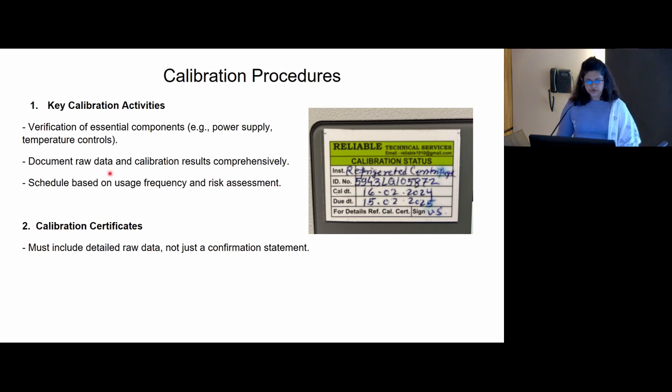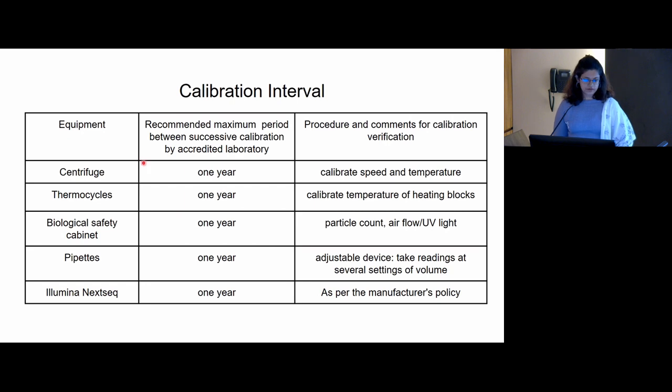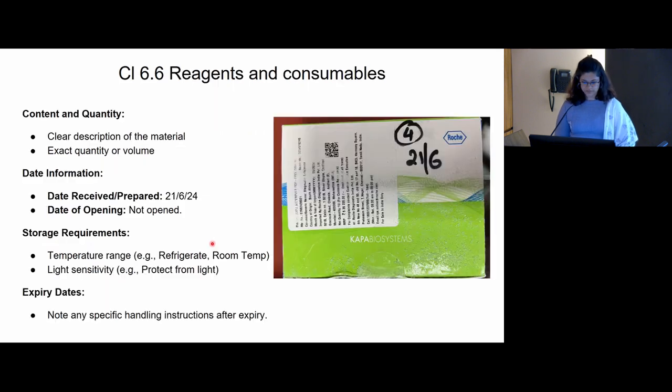The key calibration activities include verification of all essential components like power supply and temperature controls. It should not be just a calibration or confirmatory statement. We should also keep a record of all the raw data generated during calibration activities. Calibration depends on the user's frequency and risk assessment. Generally, all instruments undergo annual calibration, but again it depends on the user's frequency.